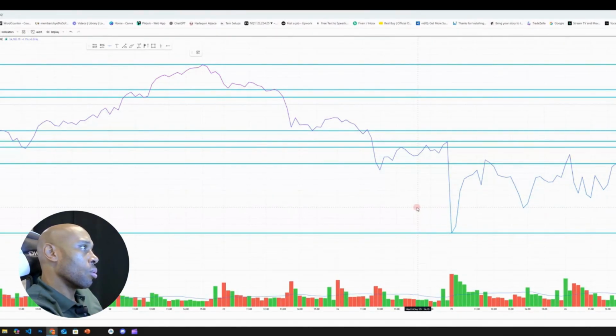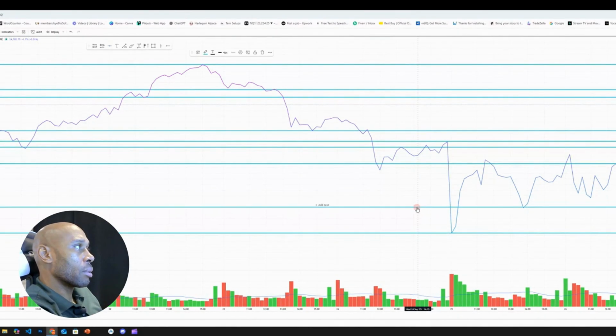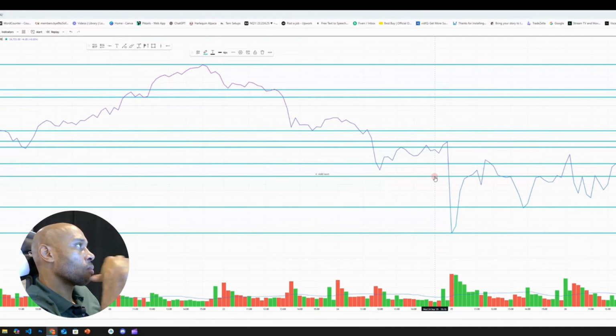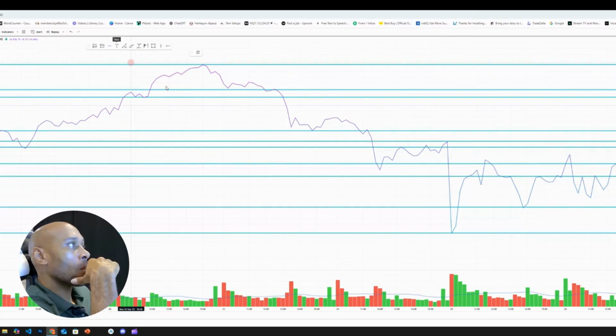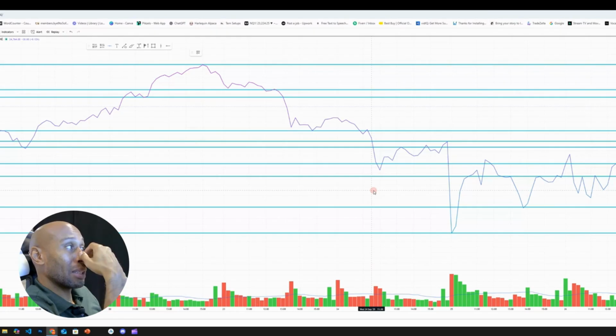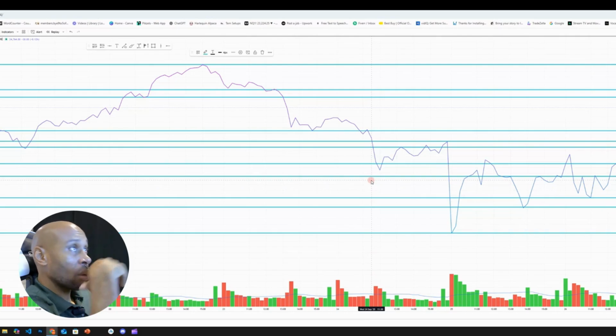Here's another low. I would draw a level there. I would draw a level here. And then I would draw a level. I like this. All right, we're going to make it quick. Let's say you draw a level here.